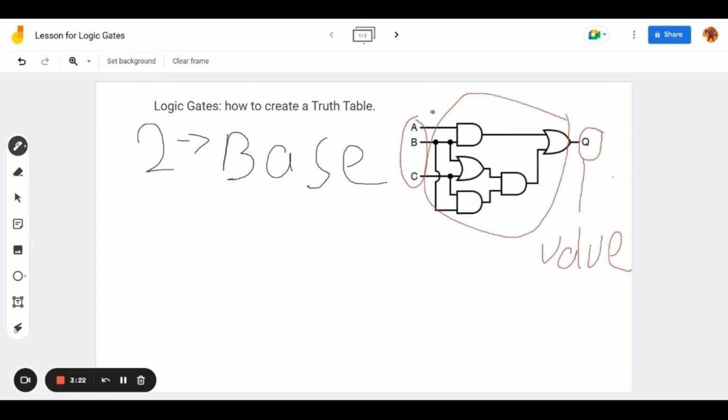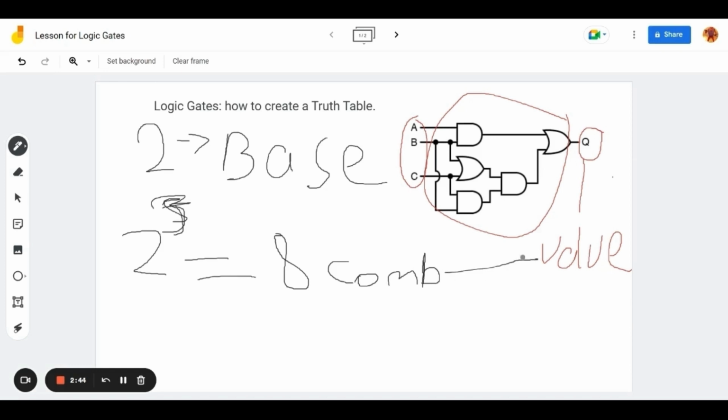So in this case, there are 3 inputs. So we would do 2 to the power of 3, which equals 8. So what this means is that depending on the number of inputs in the schematic, you would have to put 2 to that power. What this means is that there's going to be 8 different combinations, meaning there's going to be 8 different values in the end for the value.